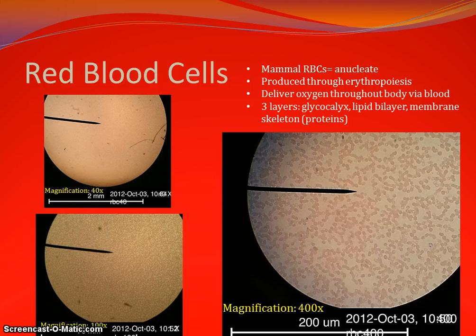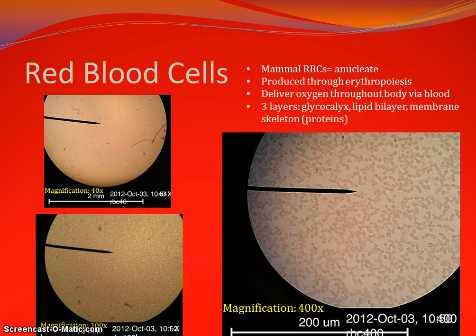Lastly, we observed red blood cells. And for a bit of background on them, mammal red blood cells are anucleate, which means they lack a nucleus, and red blood cells are produced through erythropoiesis, and red blood cells are also called erythrocytes. And RBCs deliver oxygen throughout the body via blood, and their cells consist of three layers: a glycocalyx, a lipid bilayer, and a membrane skeleton, which is widely filled with proteins.